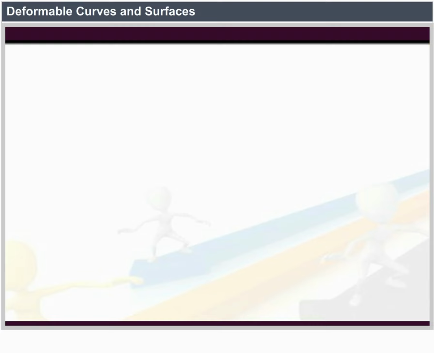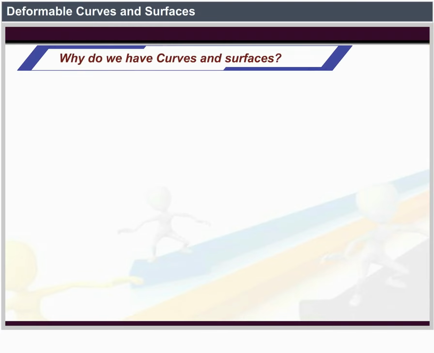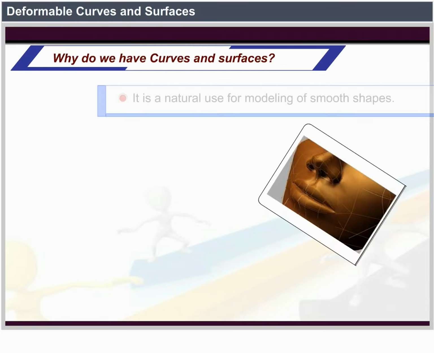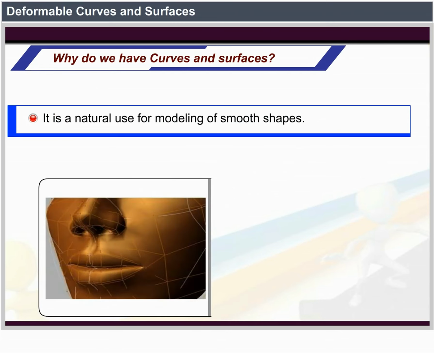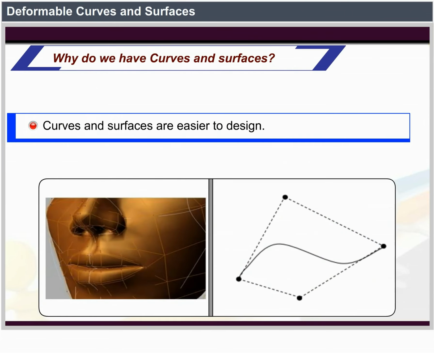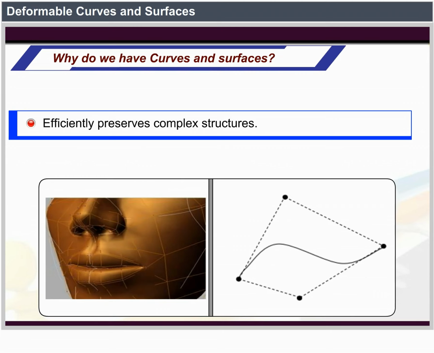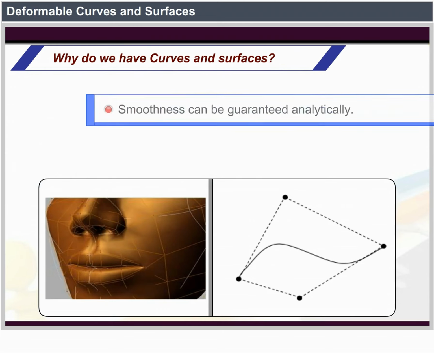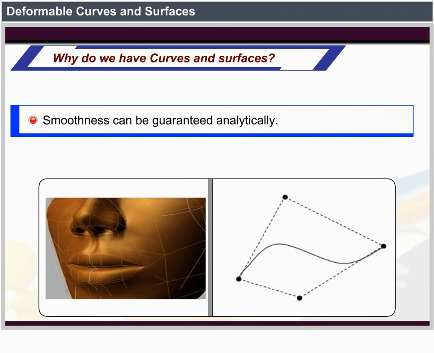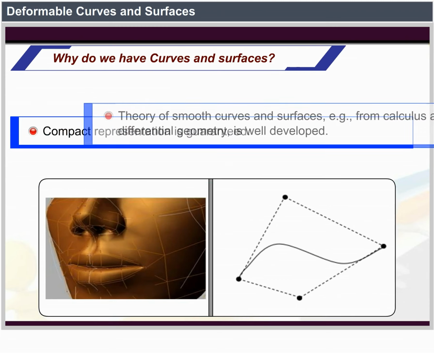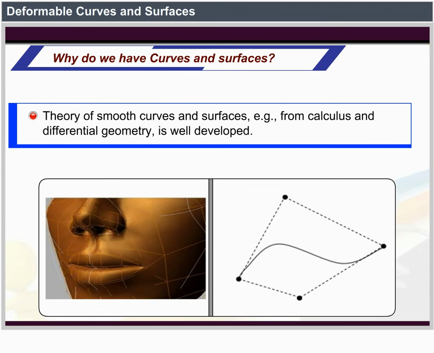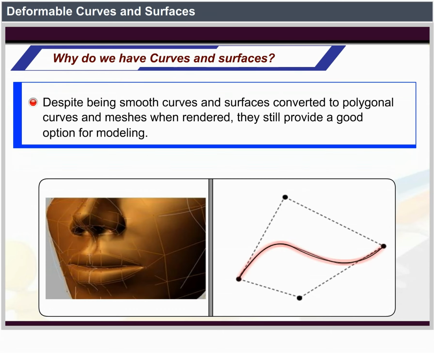Deformable curves and surfaces. Why curves and surfaces? Natural use for modeling of smooth shapes, easy to design, efficiently preserve complex structures. Smoothness can be guaranteed analytically. Compact representation, theory of smooth curves and surfaces, that is, from calculus and differential geometry, is well developed. Although smooth curves and surfaces are converted to polygonal curves and meshes when rendered, they still provide a good option for modeling.